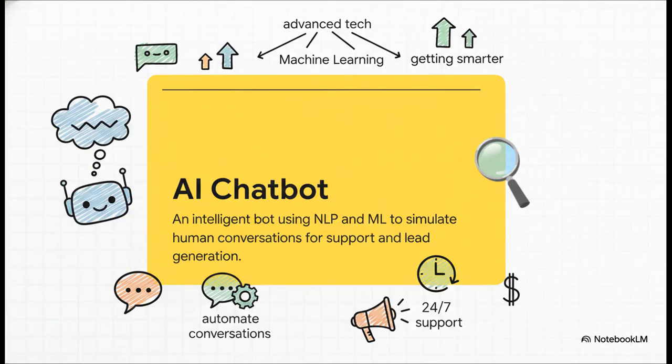So, an AI chatbot. Think of it as a superpowered digital employee that never sleeps. It uses some seriously clever tech, like natural language processing to understand what you're typing, and machine learning to get smarter with every single chat. The whole point is to handle tasks like customer support or booking appointments instantly and at a massive scale.